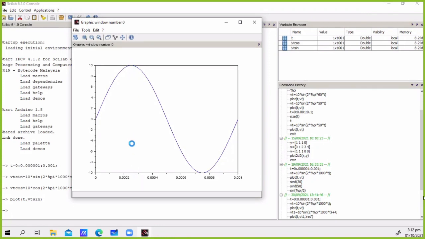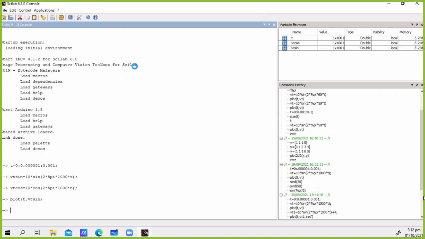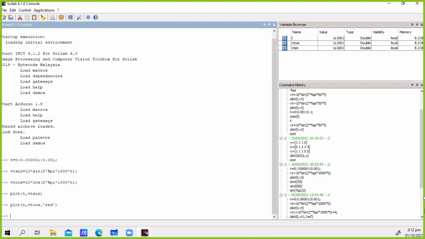Okay. Pa-plot ko ngayon si cosine. Gagawin ko siyang pula para makita natin yung difference. So, plot t, which is the x-axis. Ang y-axis ko naman ngayon is cosine wave. And then, gagawin ko siyang pula. So, comma, single quote, red, yung word na red, and then close parenthesis. So, yung pula na wave dito na lalabas is a cosine wave. Ito yung tsura niya.